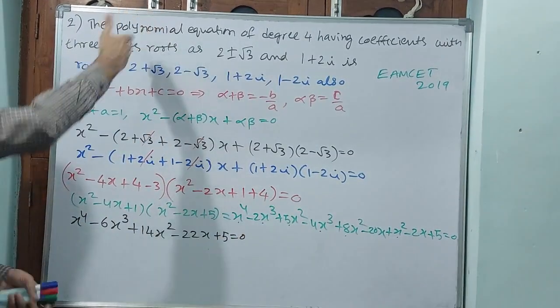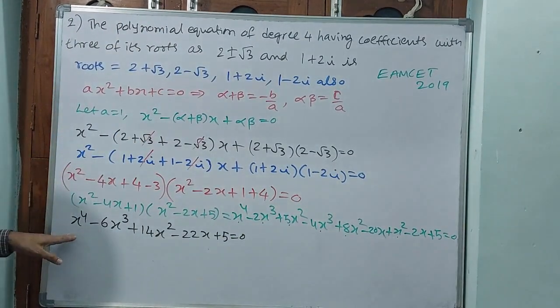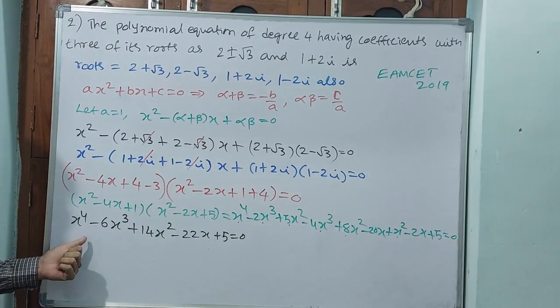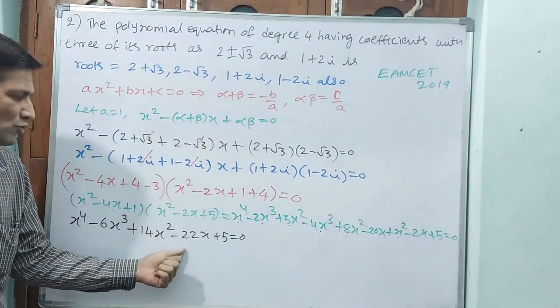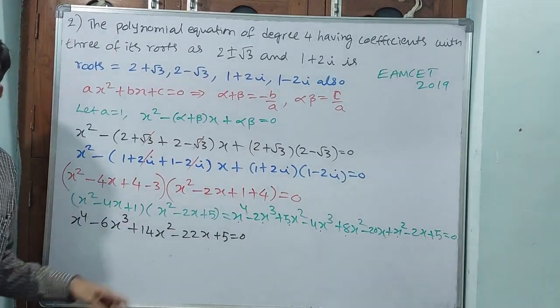See finally, whatever the polynomial equation they are asking, this is the equation: x to the power of 4 minus 6x cube plus 14x square minus 22x plus 5 equal to 0. Take this, we will go for the next question.